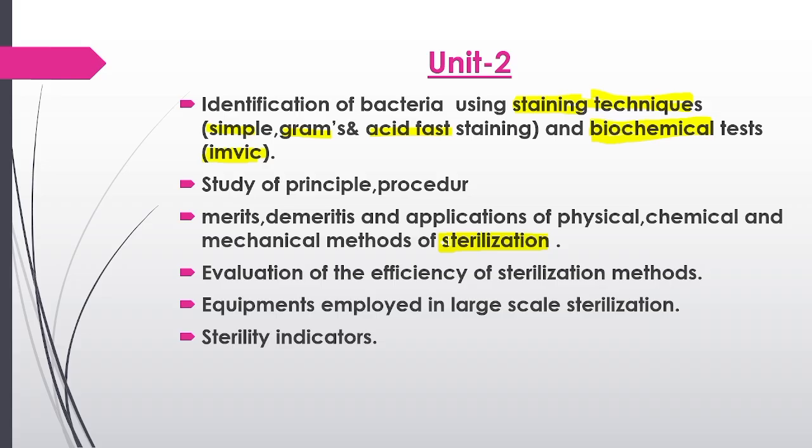And the chemical methods of sterilization mostly involve the use of chemicals like ethylene oxide, alcohol, hydrogen peroxide, and glutaraldehyde. These are the different types of chemicals used in the chemical method of sterilization. And the physical method of sterilization mostly involves the use of heat and radiation.